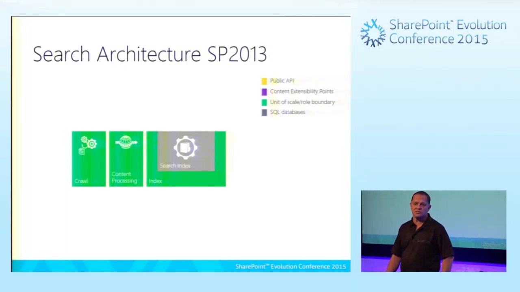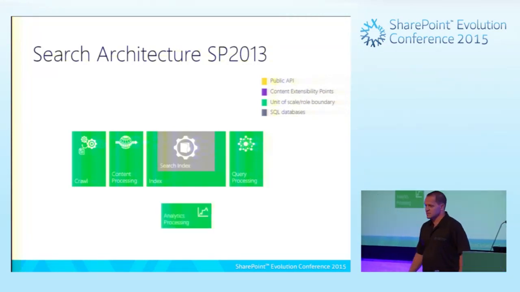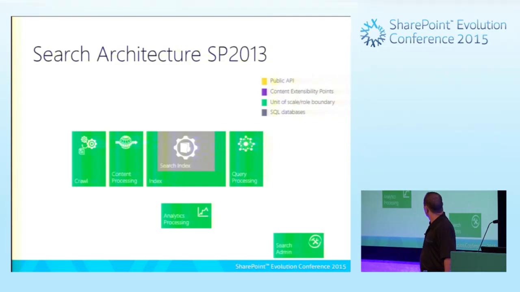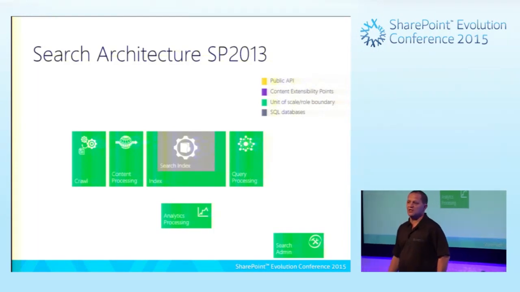And as we know, the index is one of the heaviest components. And in fact, if you modify topology, the index will be the one that takes really long to reconfigure. We have query processing. And after that, analytics processing. And last but not least, of course, the search administration. And you'll be happy to know that the search administration actually has some redundancy now. It isn't a single point of failure. Just remember, you can only have one of them active at any point in time.